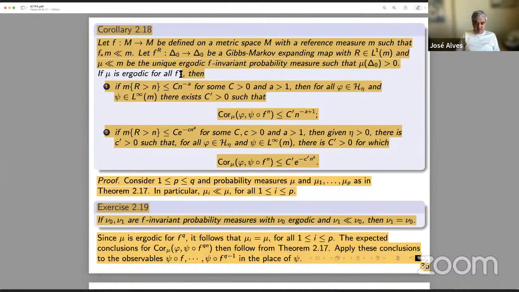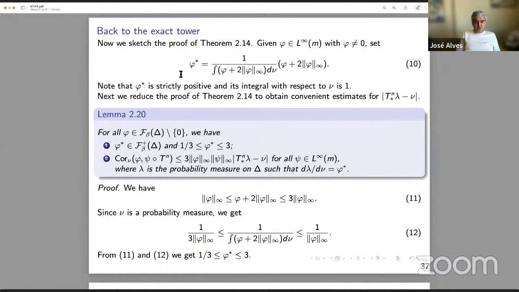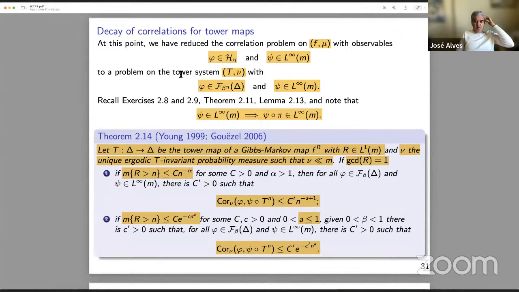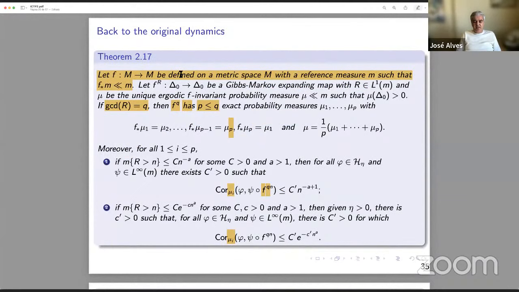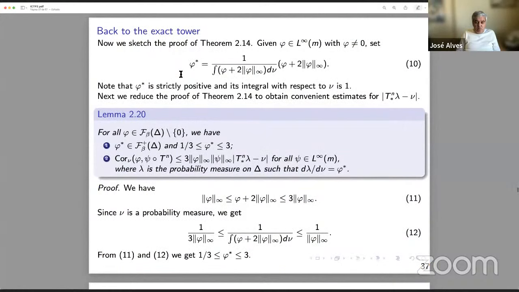Okay, so let's go back. So this is to say that, once we have the decay of correlations for the towers, these being the two results for the towers, we have the decay of correlations for the original system stated in this way. So the question now is, how can we prove the decay of correlations for the tower, the theorem of Young and Gouëzel? So let us go back to the tower. Now we'll be restricted to the tower. Let us sketch the proof of that theorem.